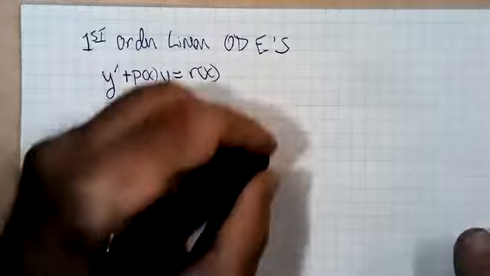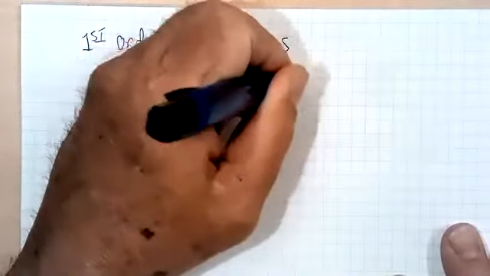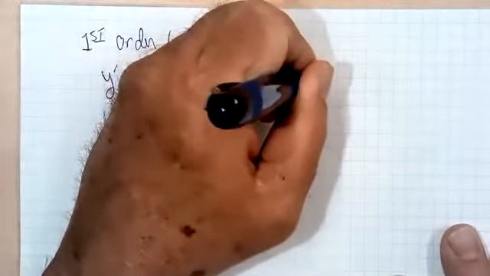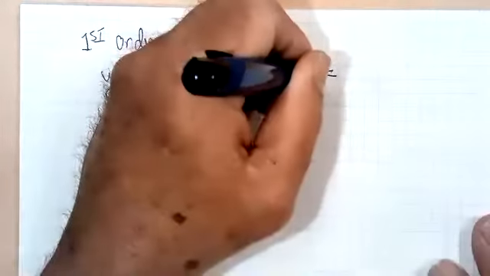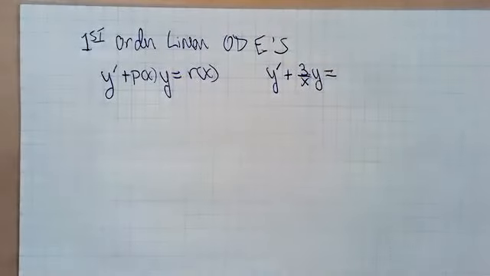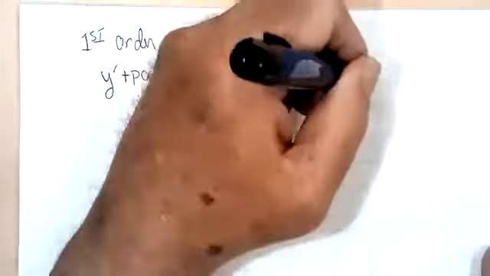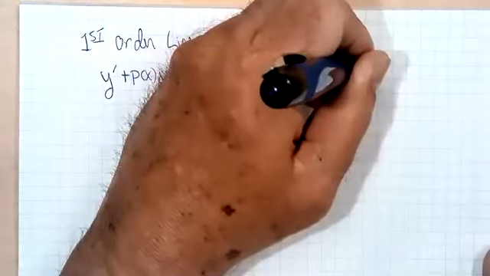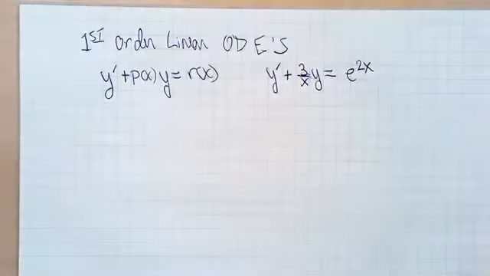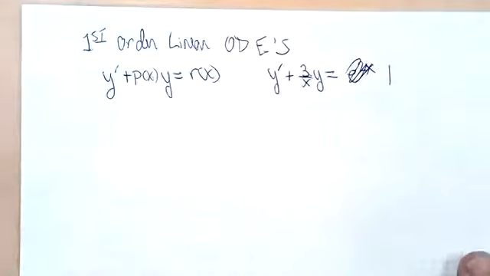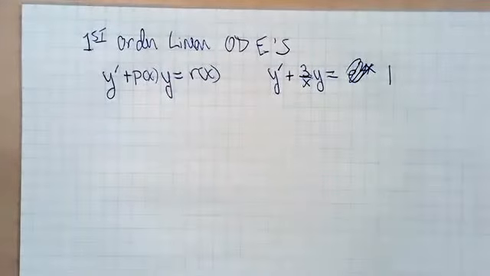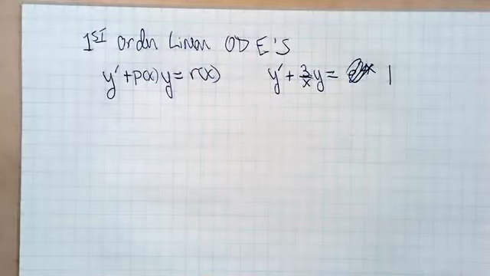So for instance, you could have this, y prime plus 3 over x y equals, what would be nice here? e to the 2x probably is not too bad. You know, 1. I want to make sure I get one that I can solve easily.